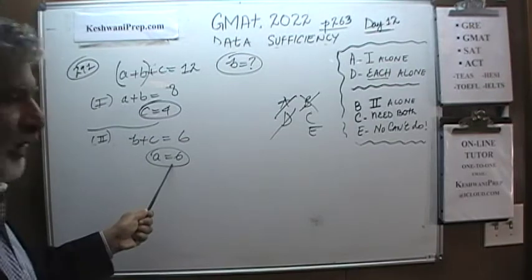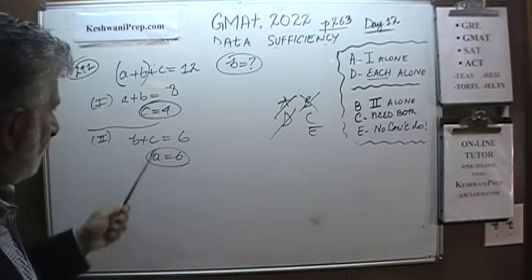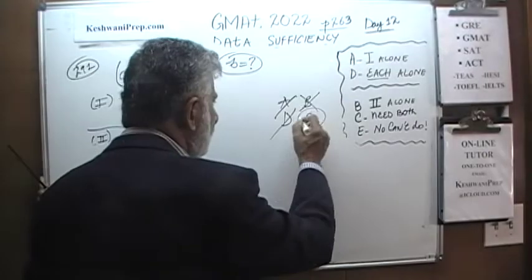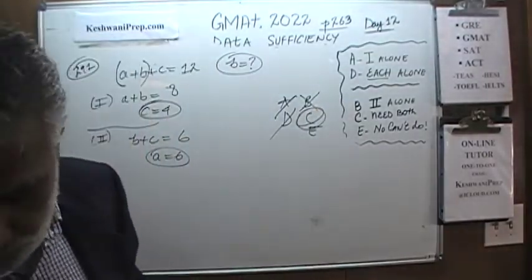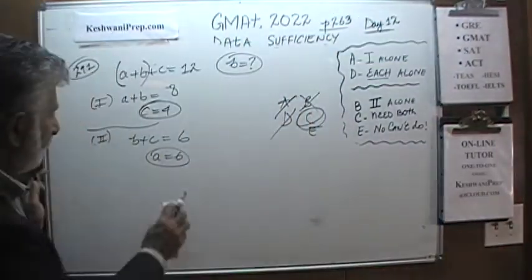It's only when we put them together that we know A, we know C, and we can figure out the B. Putting them together, we can figure out what C is. But we don't actually have to figure out the value of B. You understand that? We have enough information. That's all that matters.